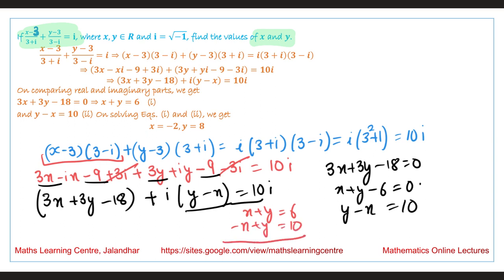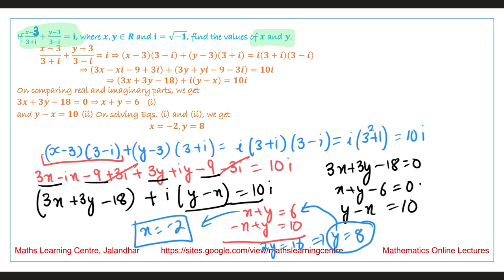If we add these two equations, we get 2y is equal to 16. So this implies y is equal to 8. If we substitute this value over here, we get x is equal to minus 2. So these are the required values: x is equal to minus 2 and y is equal to 8.